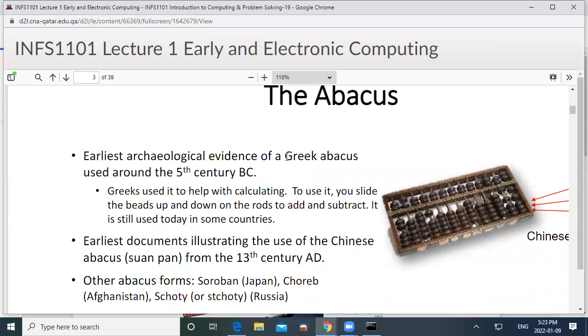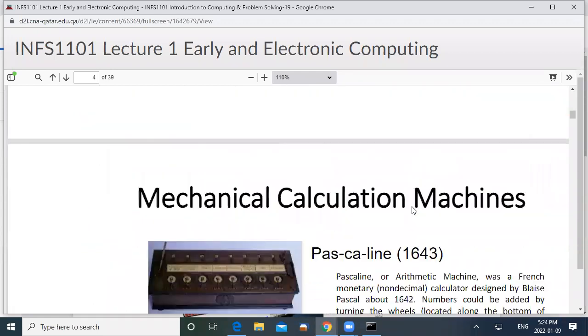Right, so the abacus. Chinese used it. Lots of other people from not so far away from here used it, right? So Afghanistan, and some other places. So it's been around for a while. If you've ever seen anybody using it, they can do their calculations quite quickly. And yes, it was a great little invention, that one.